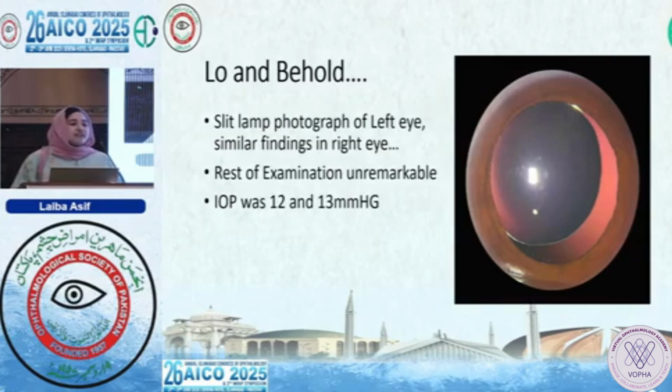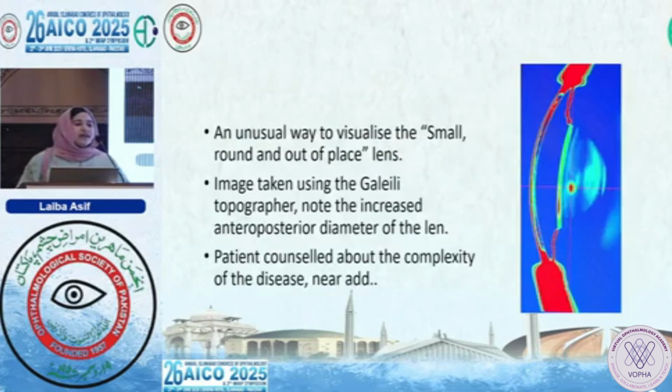The rest of the exam of the patient was unremarkable. Her IOP was within normal limits. There were no signs of glaucomatous damage. So we moved on, and this was an unusual way to visualize the microspherophakic lens. Here you can see the increased anterior-posterior diameter of the lens. We took this picture using the Galilei topographer.